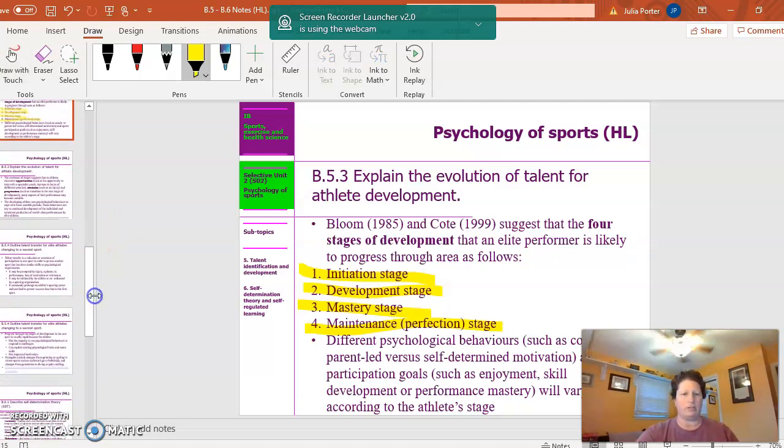So as they go through the different developments, they have different psychological behaviors that come into play, like coach interaction, parent interaction, versus self-determined motivation. They also notice what are the participation goals. Are we participating because we have to? Are we participating because we enjoy the sport or the skill set?